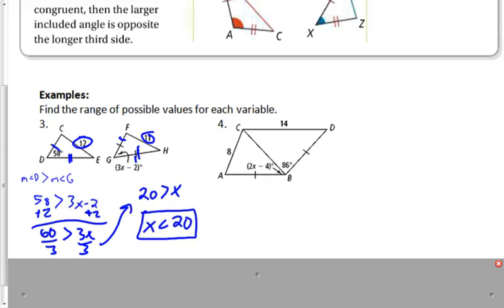Anything less than 20 would be okay for this x value based on what we know about the sides and the side inequality theorem, or the converse of the Hinge theorem.